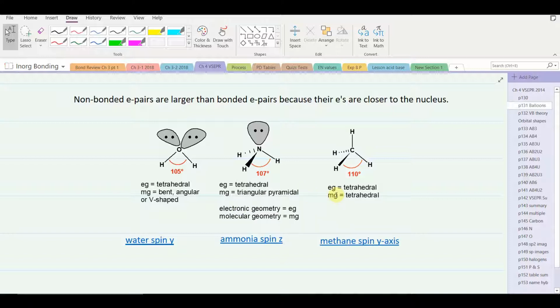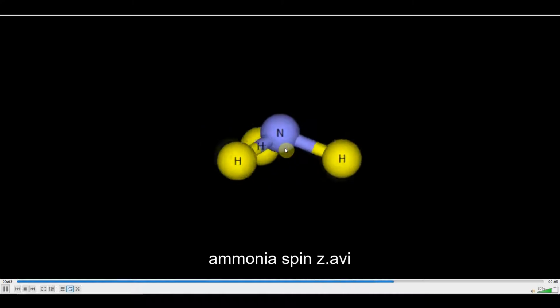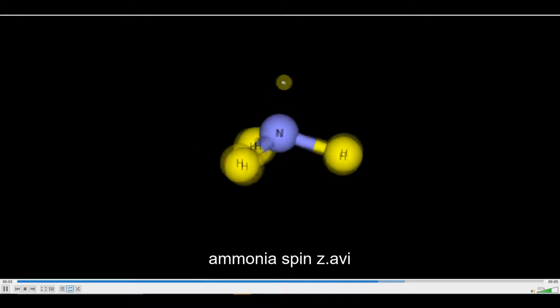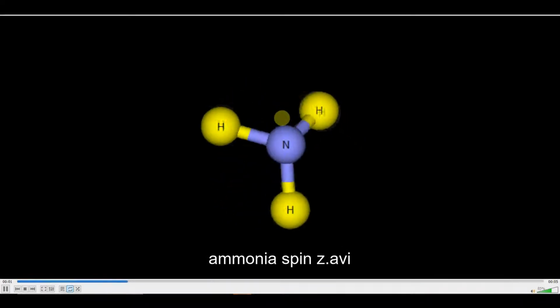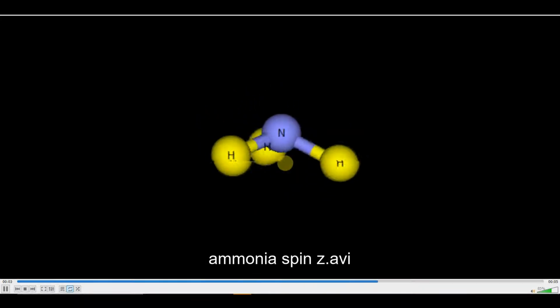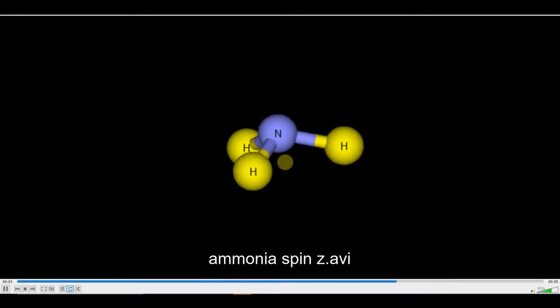But look at ammonia. Ammonia has 4 electron clouds around the central nitrogen, but one of them is a non-bonded pair of electrons. Although the electronic geometry is still described as being tetrahedral, its molecular geometry is described as being triangular pyramidal. The animation doesn't show the non-bonded pair of electrons on top. We do see the arrangement of the 3 bonded electron pairs around the central atom, and so its molecular geometry is described as being a triangular pyramid.